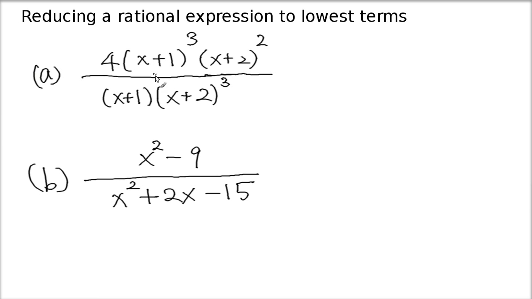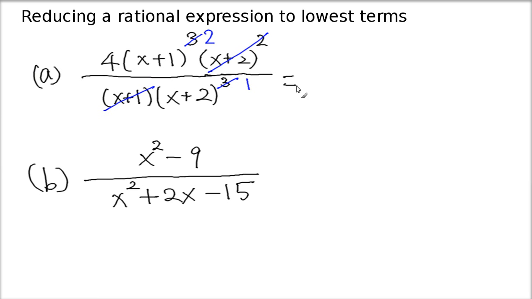Do you see x plus 1 cubed? Well, that's 3 factors of x plus 1. And in the denominator, there is 1 factor of x plus 1. So you can cancel 1 factor out from both numerator and the denominator. So if you cancel 1 factor from 3 factors, 2 factors are left. In the same way, if you see x plus 2 squared and x plus 2 cubed, you can cancel 2 factors out and remove 2 factors from 3 factors. 1 factor is left.